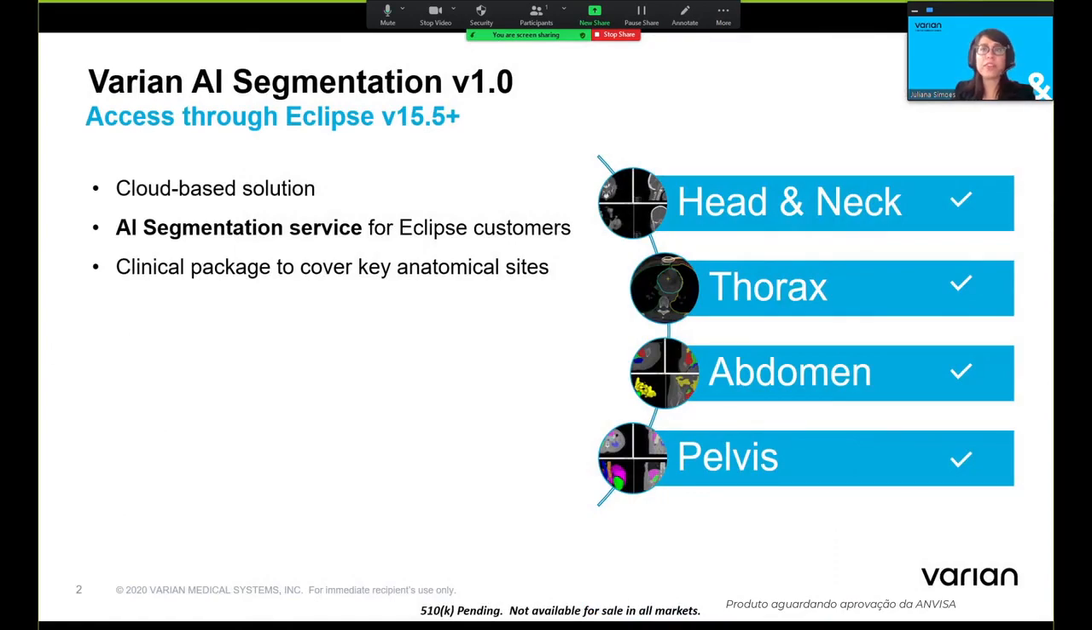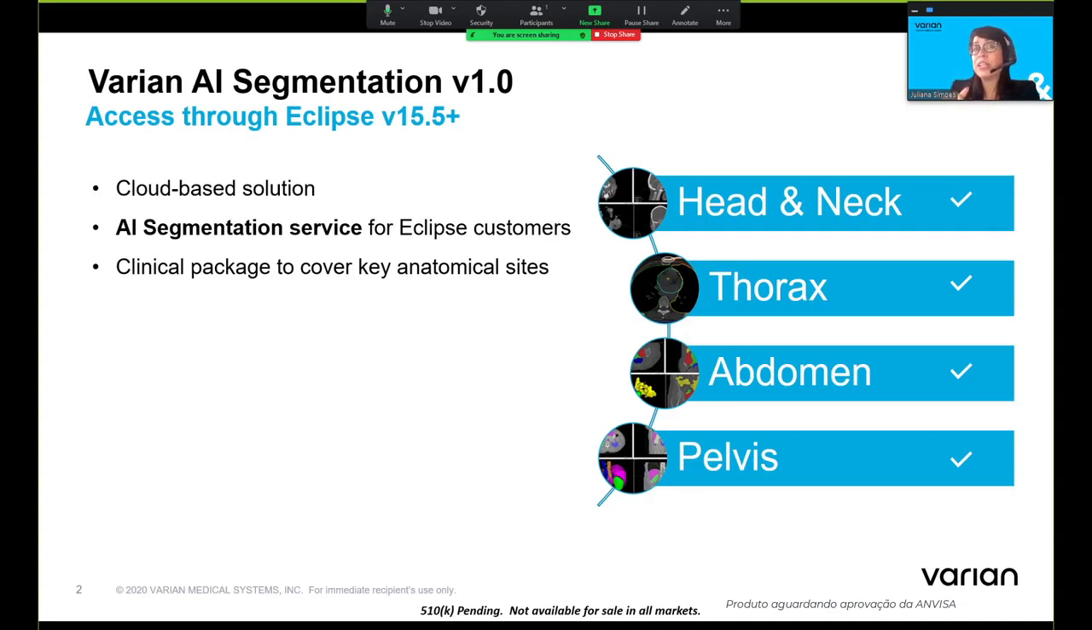I'll start with our current 510K pending Varian AI segmentation product. It's the new generation of automated contouring, right? And it's for Eclipse customers, a cloud-based solution that covers the key anatomical sites, head and neck, thorax, abdomen, and pelvis. We are aiming to save up to 80% of the time that it takes for this manual task. And that means efficiency and time back for you to dedicate on making clinical decisions as well as spending more time with the patients if needed.